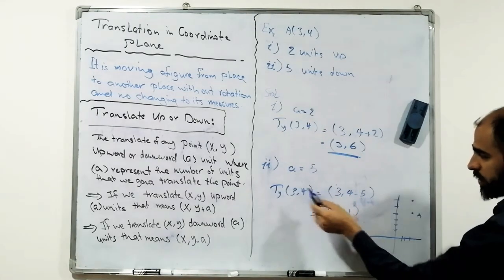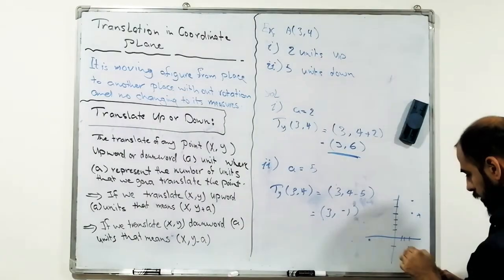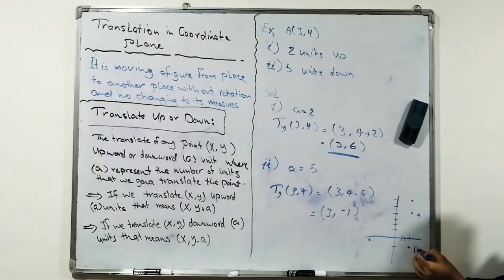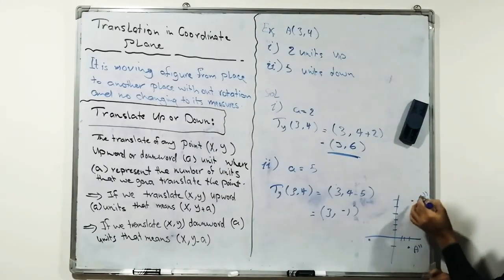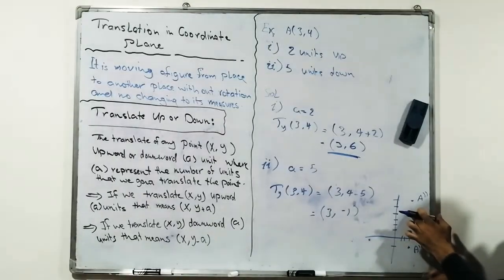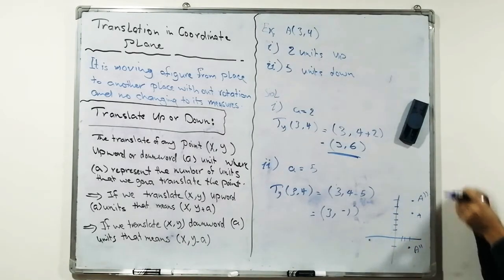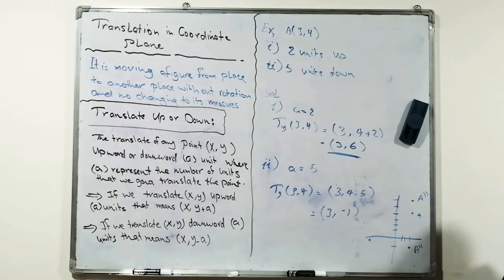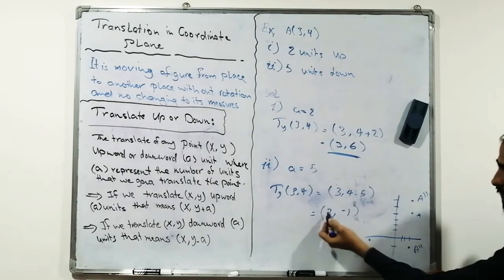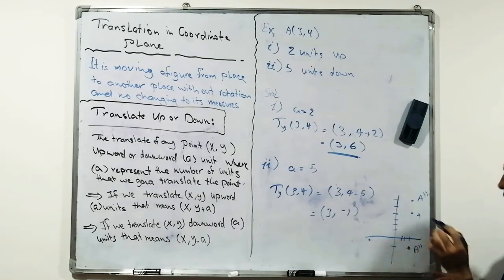Now the second part of the question is (3, minus 1). Here is the second part, A double dash, and here A dash, the original point, if we moved it 5 units downward. إذا النقطة الأصلية نزلناها 5 نقاط إلى الأسفل، (3, minus 1) هي هنا. نتأكد: 1 2 3 4 5، نزلناها 5 نقاط فراح تكون هنا.